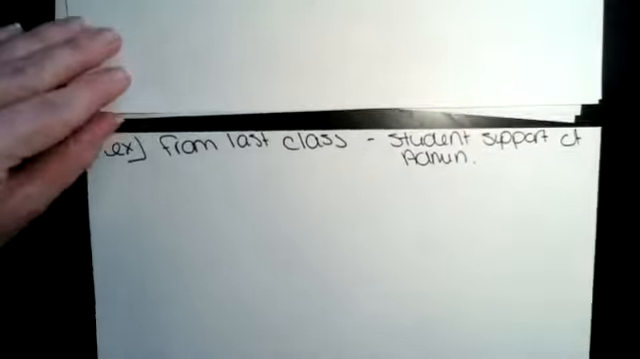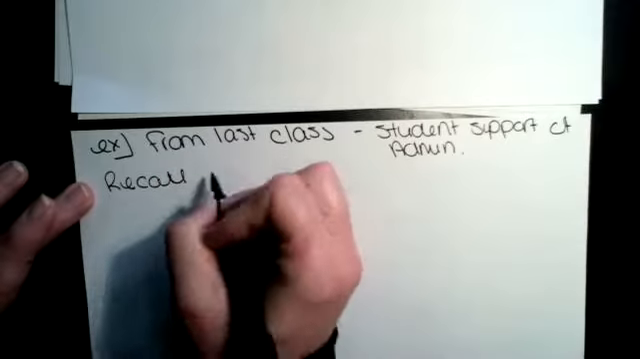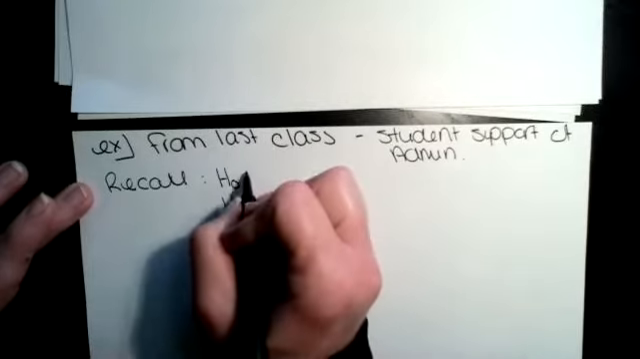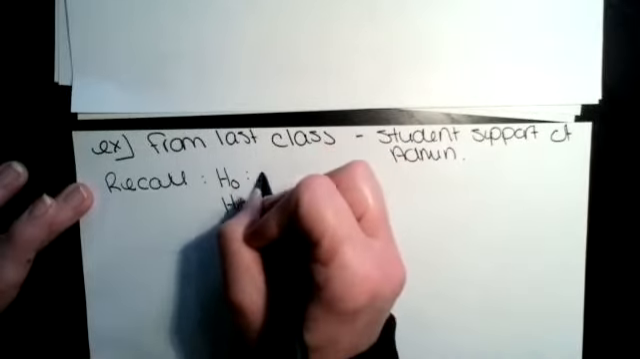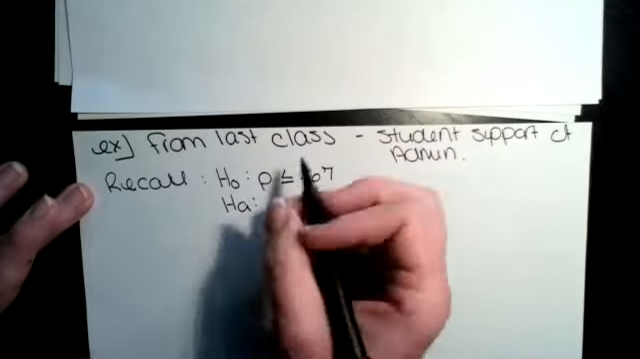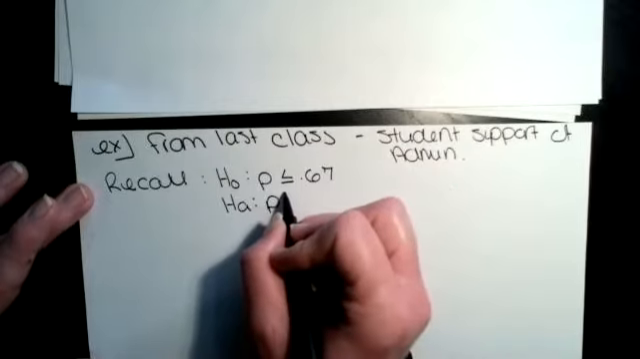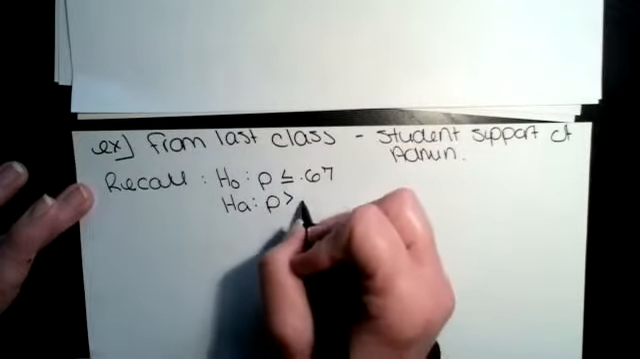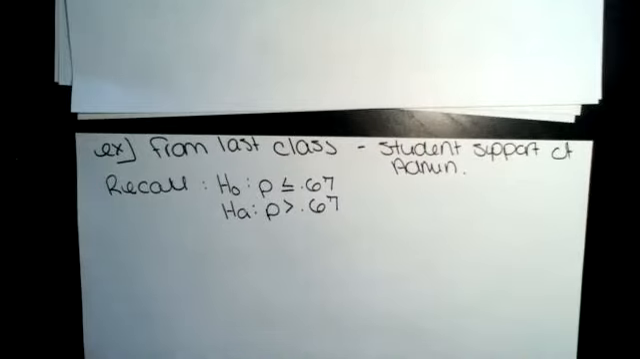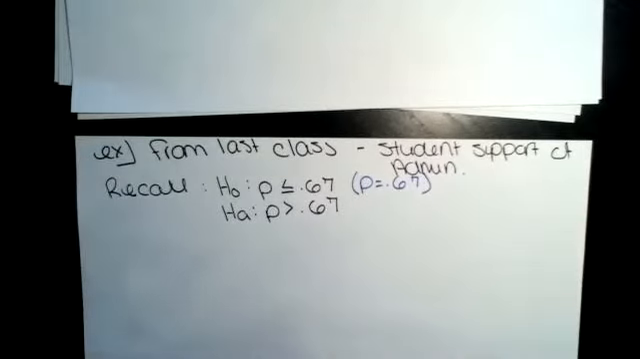So I'm going to write some information down for us to recall. So we're going to recall our null and alternative hypothesis. So our null was that P is less than or equal to 0.67 because our HA was that the professor wanted to prove the population proportion of RIT students who support or approve of university admin is greater than 67%, right? Okay. And remember, you can always write this as P is equal to 0.67. Just like to remind you of that.